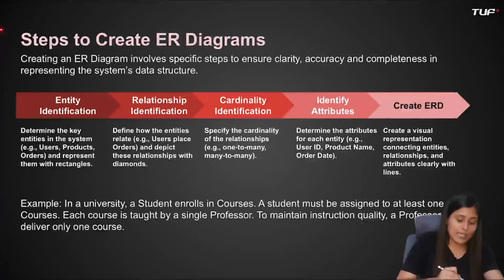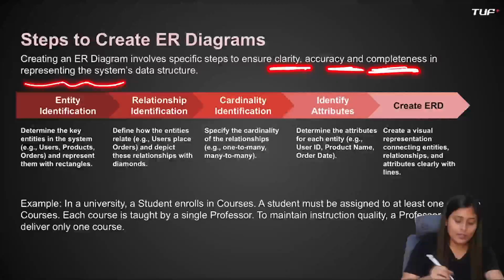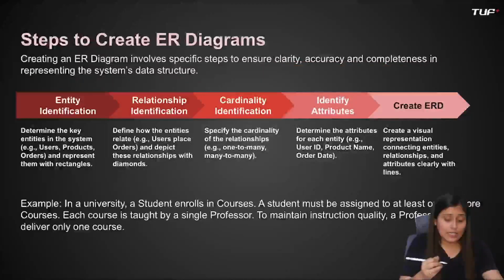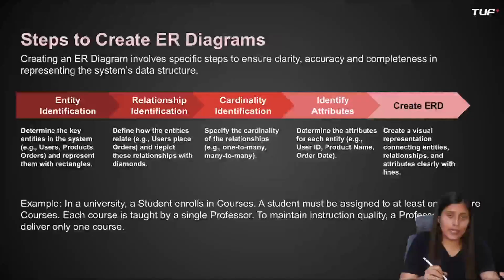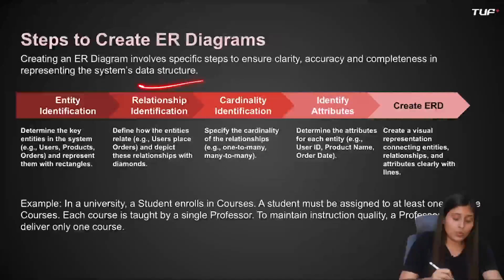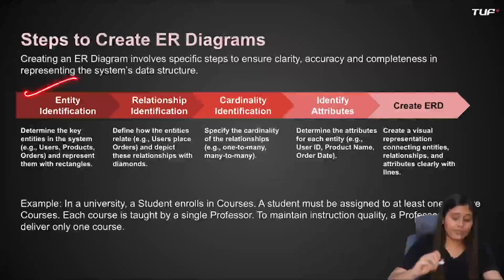So first is steps to create an ER diagram. Creating an ER diagram involves specific steps to ensure clarity, accuracy and completeness in representing the system's data structure. So basically it's very important to show the clarity, accuracy and completeness in the database structure through the ER diagram. So first we identify the entity.